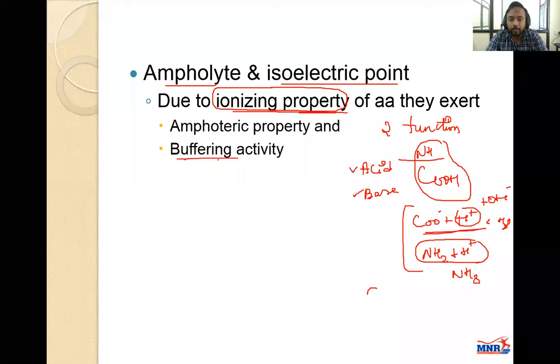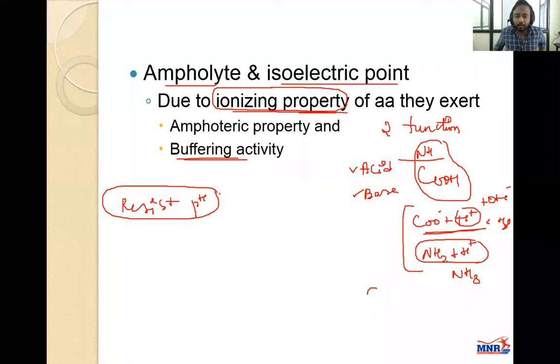They show some buffering capacity. What do you understand by buffer? Buffer is any substance or solvent which resists the change in pH. Resists the change in pH of any solution. So the amino acids also have an important buffering capacity.